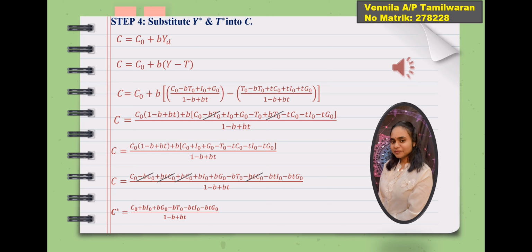And again, as you all can see here, we can cancel out the items which are minus BC naught and plus BC naught, plus BTC naught and minus BTC naught. After we cancel them out, in conclusion, we will get C star equals C naught plus BI naught plus BG naught minus BT naught minus BTI naught minus BTG naught over 1 minus B plus BT.